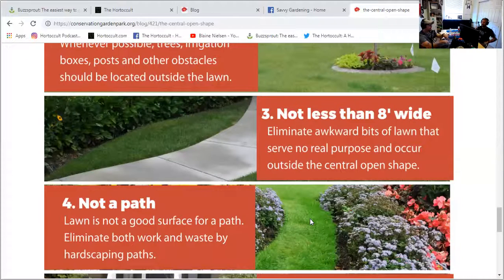because there's no way with a pop-up you're going to be able to irrigate just the lawn as much as it needs to eliminate the waste, right? Yeah. If it was on a separate zone, I guess technically you could water it with drip line underneath. But it's trying to get to the point of number 4, not a path. Lawn is not a good surface for a path, eliminating both work and waste by hardscaping the path.